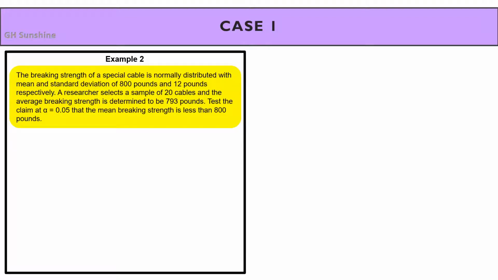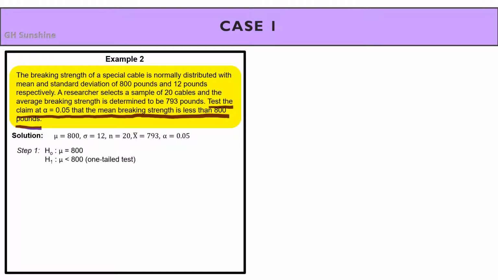Second example, same study, but this one tests the claim at alpha 0.05 that the mean of breaking strength is less than 800 pounds. So this one, less than. First step, list all the information given and then set up the H0 and H1. So H0: mu equal to 800. Meanwhile, H1: mu less than 800. So less than based on this statement.